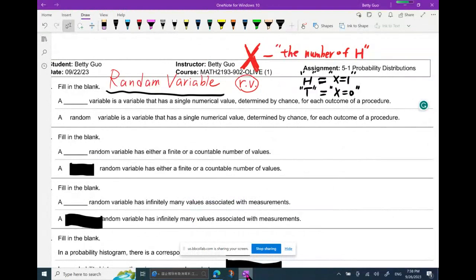And we have two types of random variables. The first type is the discrete random variable. Let me just write the word, random variable.